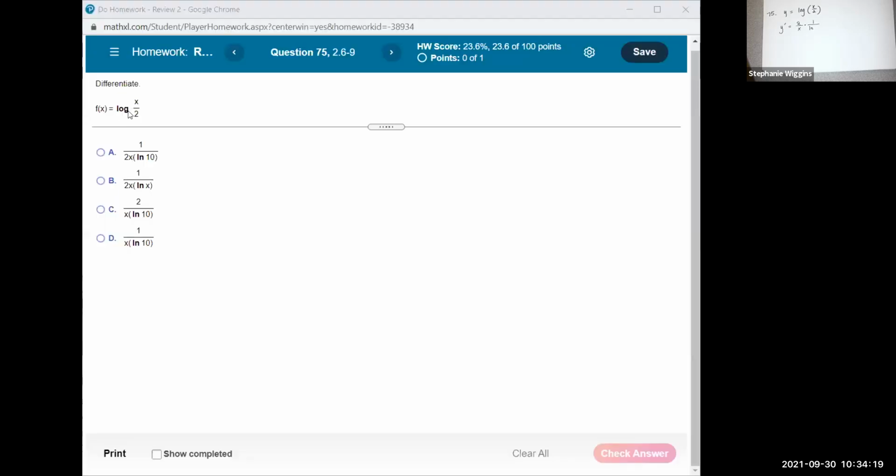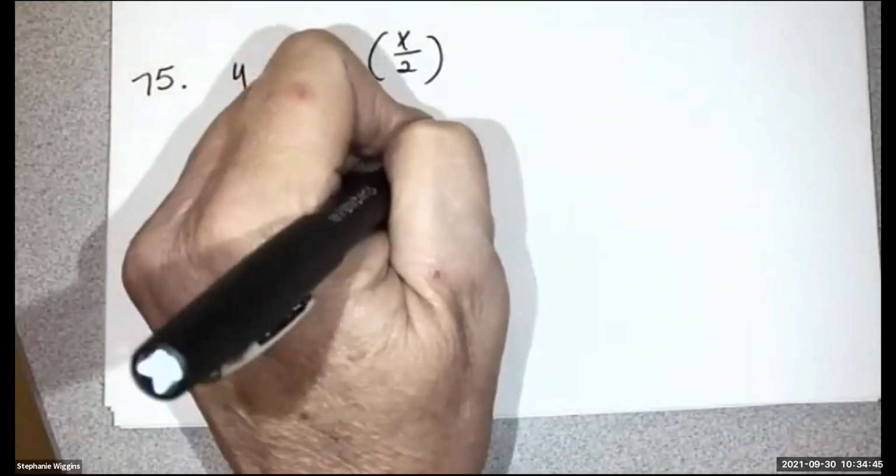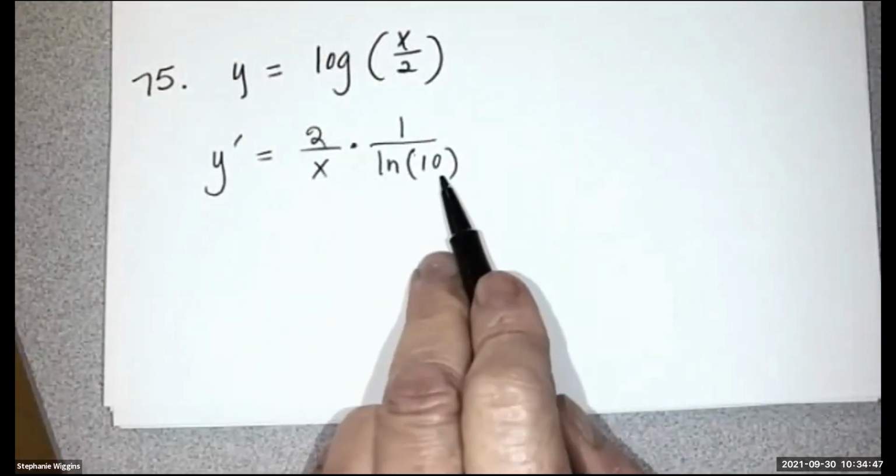When you don't see a base, assume it to be 10, okay? We have the decimal system that we use, so the base is 10, and so just to save time, we don't want to write base 10 every single time, so we just don't write it at all. So whenever you see a log without a base, it's 10. And you can see in the answers here, we have the natural log of 10. So multiply by 1 over the natural log of the base, which is 10.